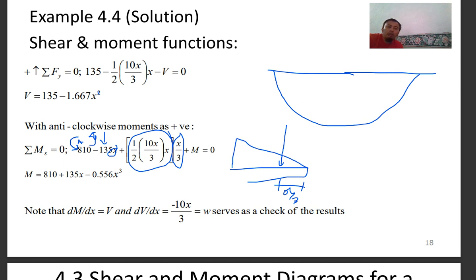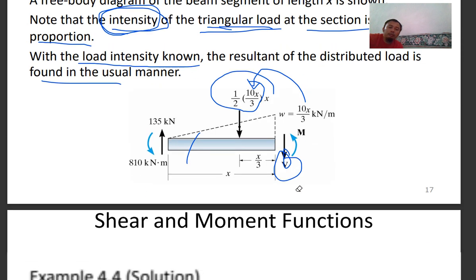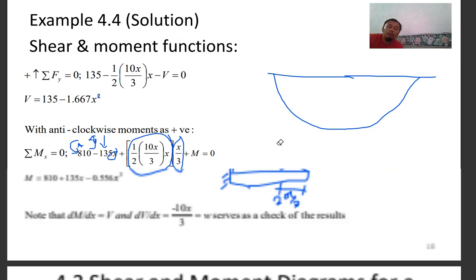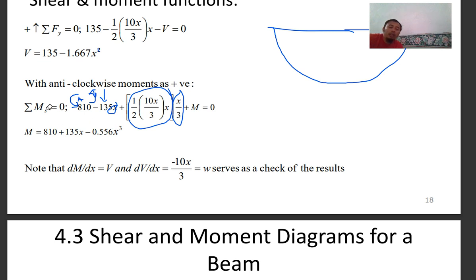So the support is here, and the support here. Then your moment arm will be 2x over 3. So it depends on the orientation of your triangle. And then there is a moment at the point that we cut. So this is your equation for moment, which is to the power of 3.